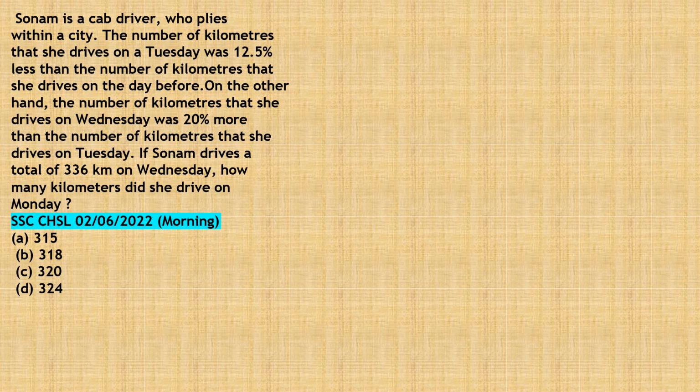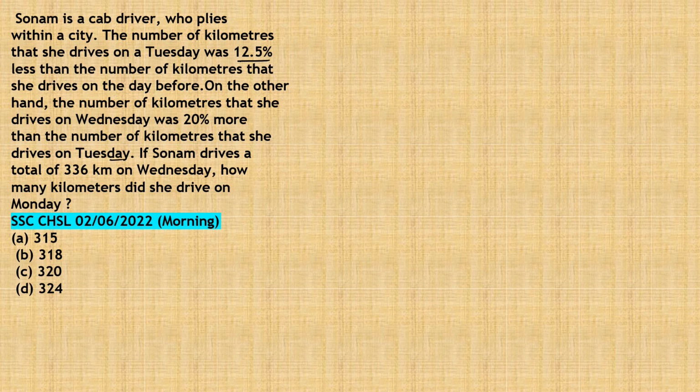Sonam is a cab driver who plies within a city. The number of kilometers that she drives on Tuesday was 12.5% less than the number of kilometers that she drives on the day before, that is Monday. On the other hand, the number of kilometers that she drives on Wednesday was 20% more than the number of kilometers that she drives on Tuesday. If Sonam drives 336 kilometers on Wednesday, how many kilometers did she drive on Monday?